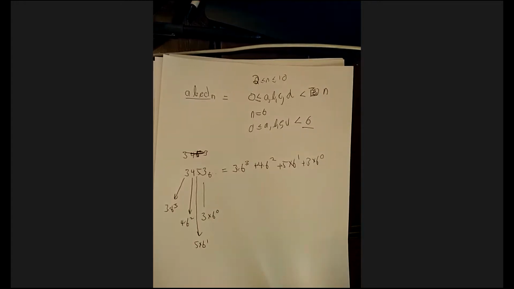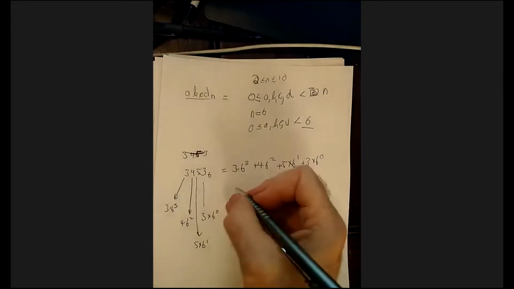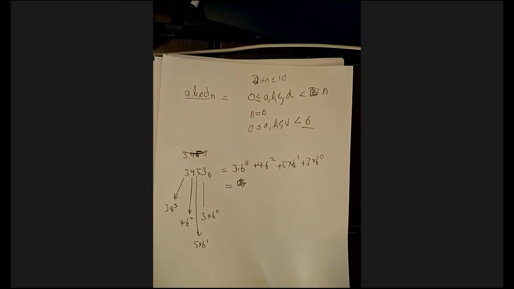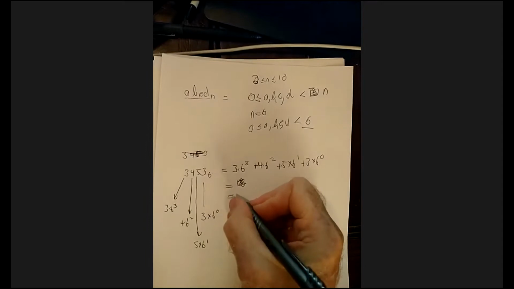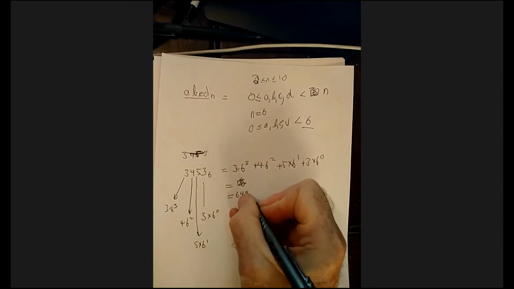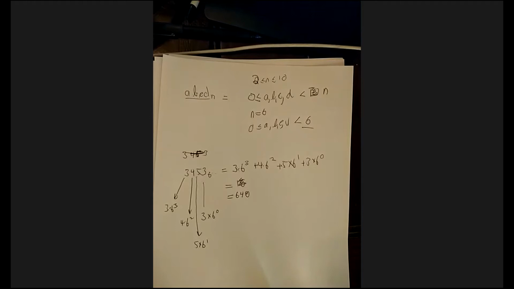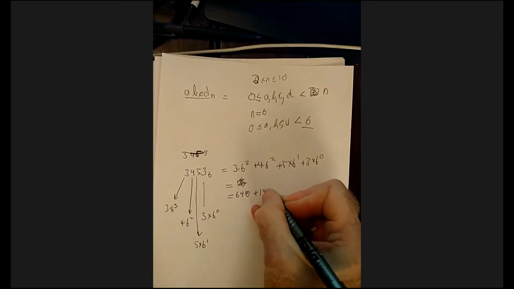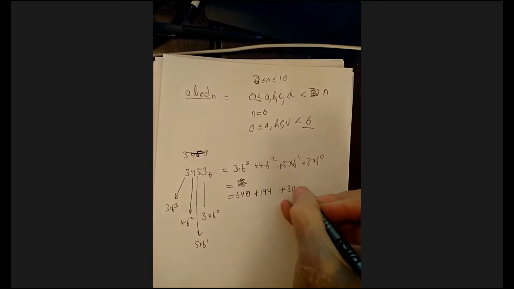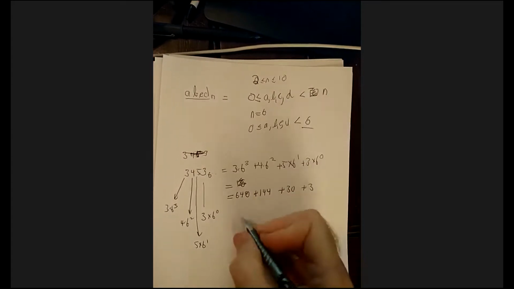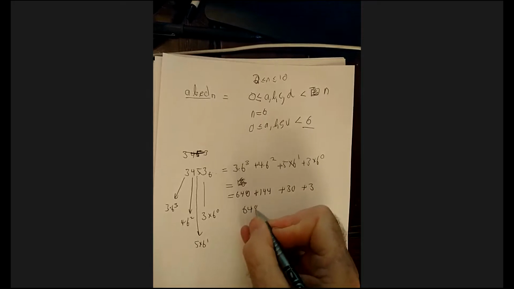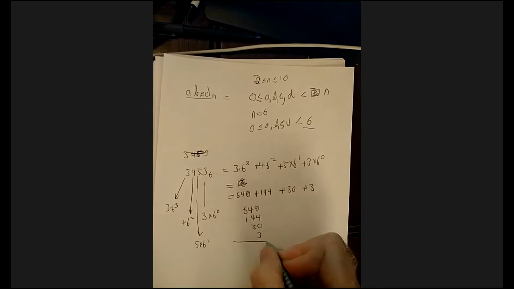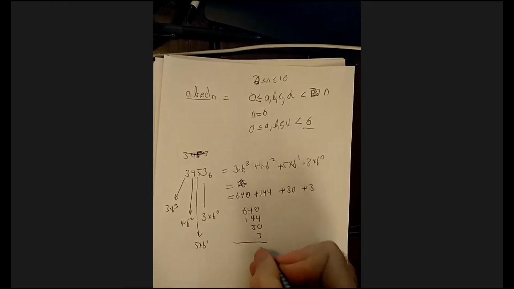Okay. And then if we wanted to see what this number was in base 10, well, we just add everything up. 6 cubed is 216, so that's going to be 648. 6 squared is 36, and 4 times 36, I believe, is 144. 5 times 6 is 30, and then we get a 3. And so we would add all these numbers up in base 10, and then we would get our number.